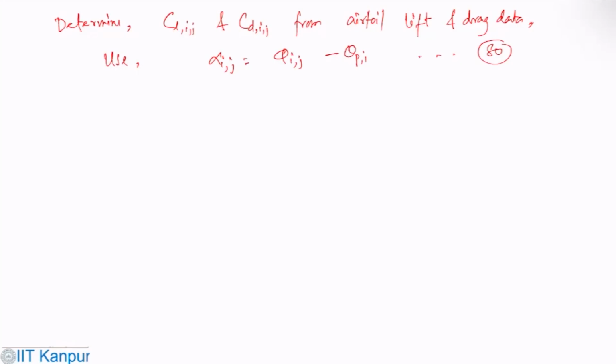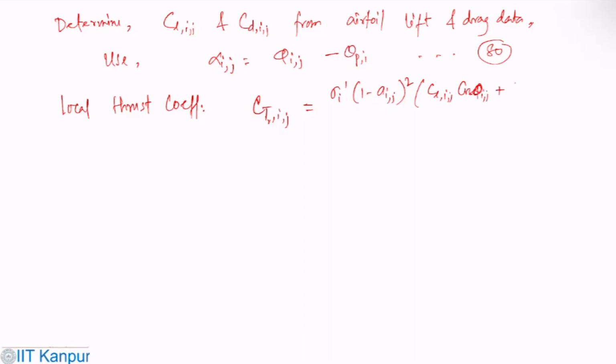So now we can calculate the local thrust coefficient, C t r ij, which is sigma prime i (1 minus a ij) squared (CL ij cos phi ij plus CD ij sin phi ij) divided by sine square phi ij.